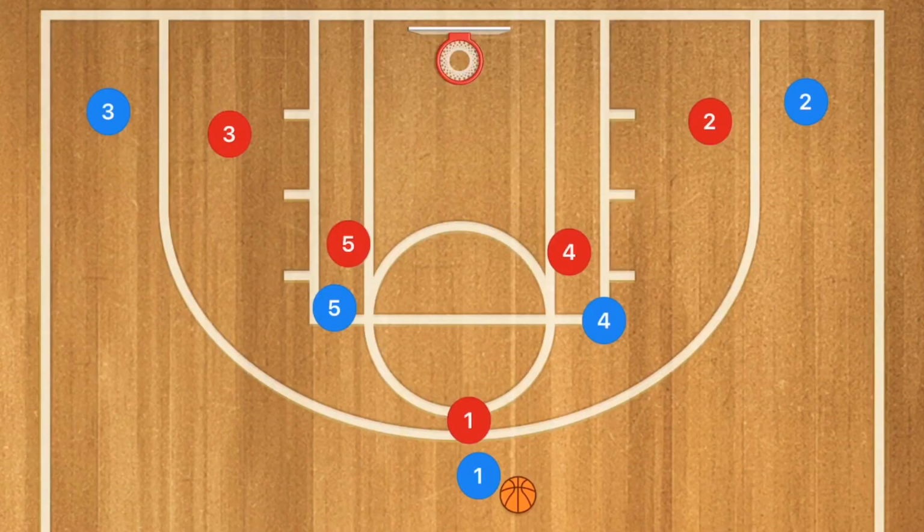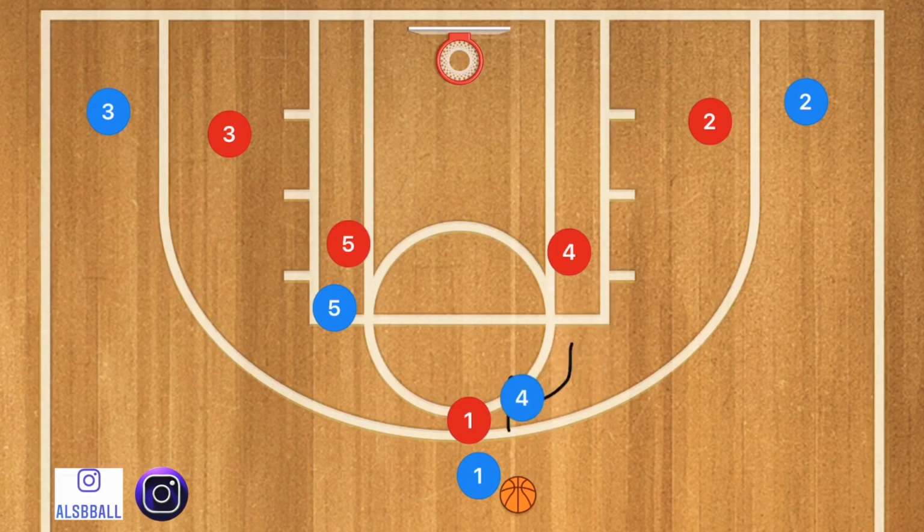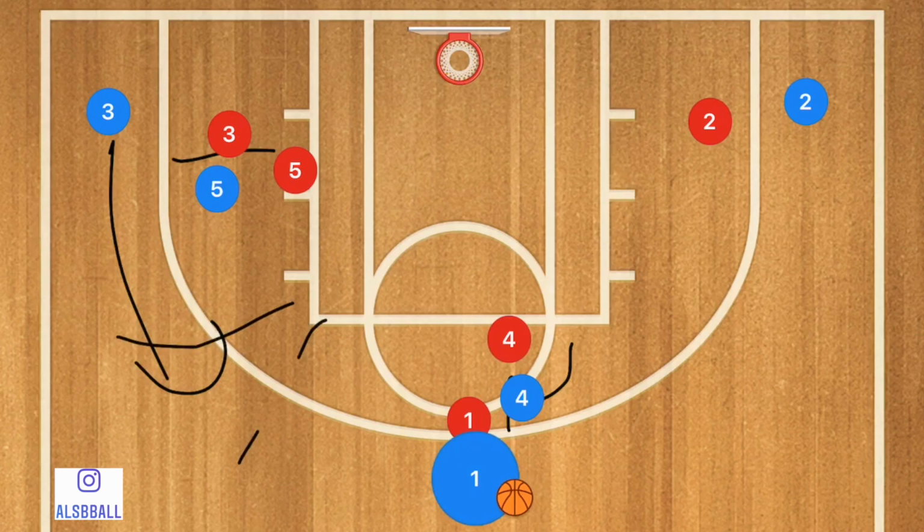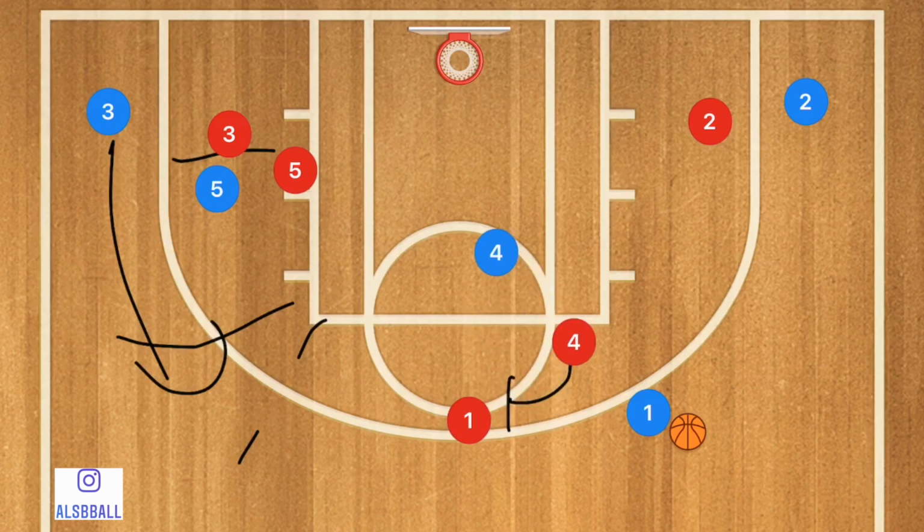Okay, so in this first play we're going up against a man-to-man defense and we have a Horns offense set up. We're going to start with player 4. He's going to set a screen for player 1 and player 5 is going to be screening away for player 3. Player 3 is going to be popping up to the free throw line extended or a 45-degree angle out. And we're going to be having player 4 set a screen and roll. So we're going to be having player 4 roll towards the basket.